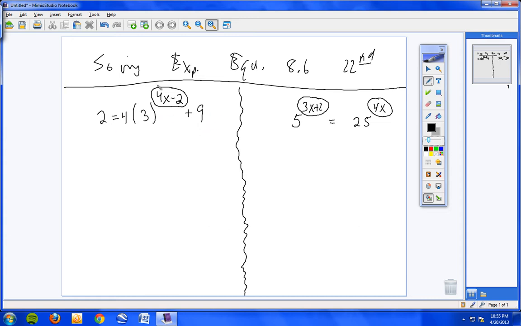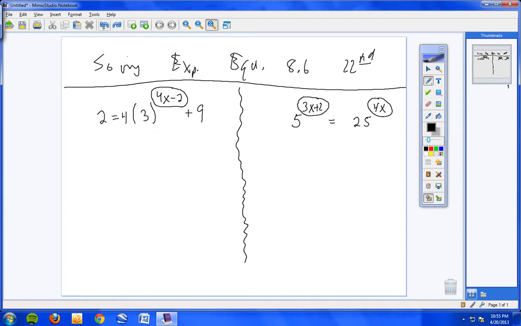So do you see the difference? One exponential equation has one exponent with an unknown. The other type of equation has two exponents with unknowns. And so they're done differently. I'm not going to write the steps down for you. They're in your notes, okay?